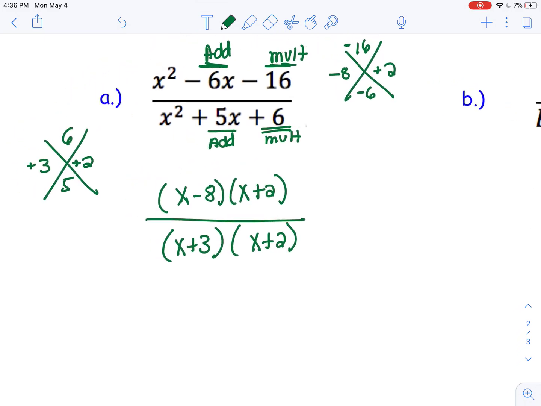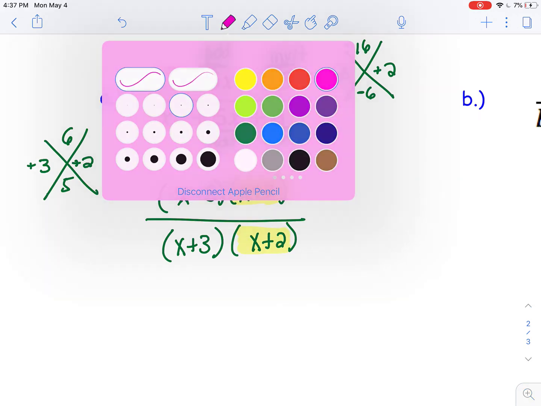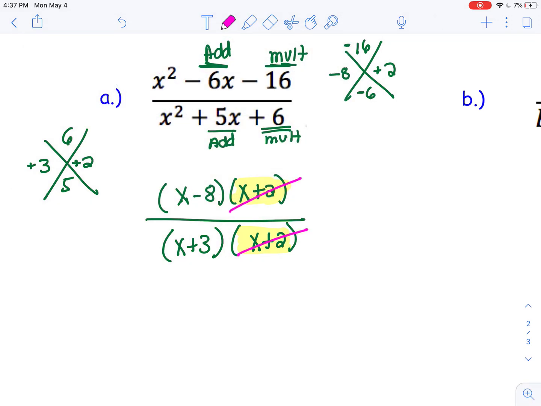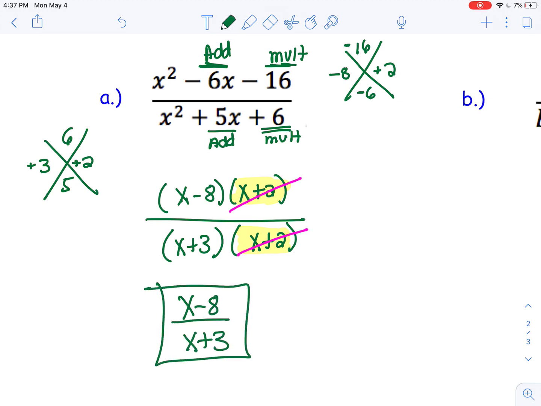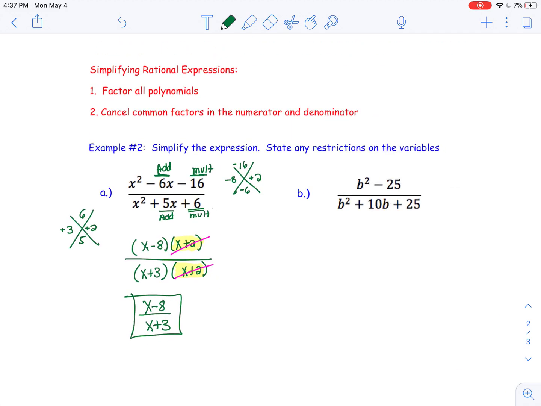So now I have to check. I factored the top. I factored the bottom. Do I have any common factors? X plus 2 on the top and x plus 2 on the bottom are my common factors. This is what I'll be able to cancel out. Whatever I have left over is my reduced fraction, so x minus 8 over x plus 3 is my simplified fraction.